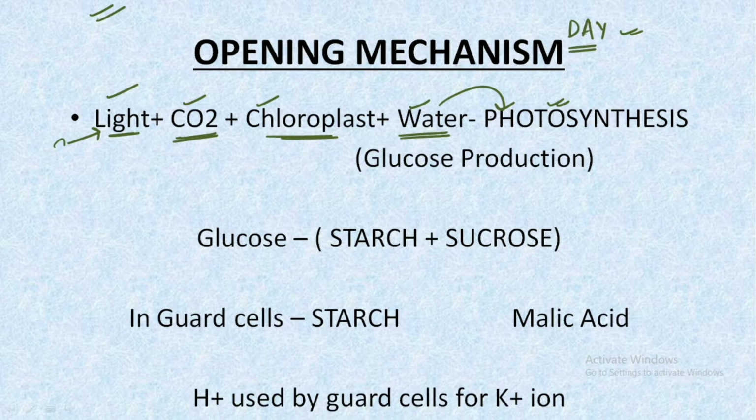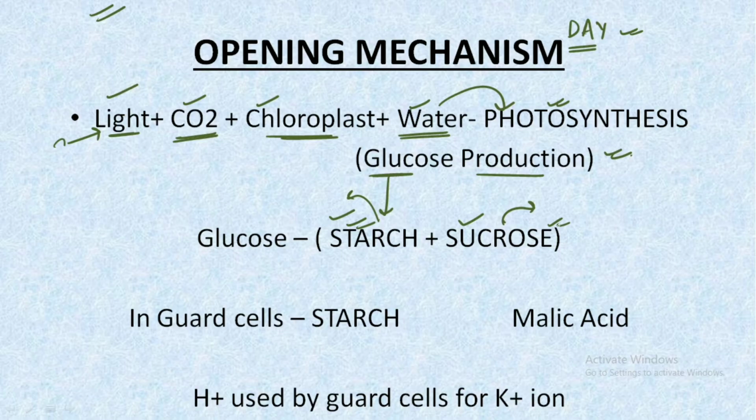And as the end result of photosynthesis we get glucose produced as a byproduct, and this glucose could be starch or sucrose. Depending upon the requirement, or depending upon whether the plant needs this glucose to be either stored or transported, the glucose could be either starch or sucrose. That is, if it needs to be stored, it is in the form of starch, and if it needs to be transported, it is in the form of sucrose.